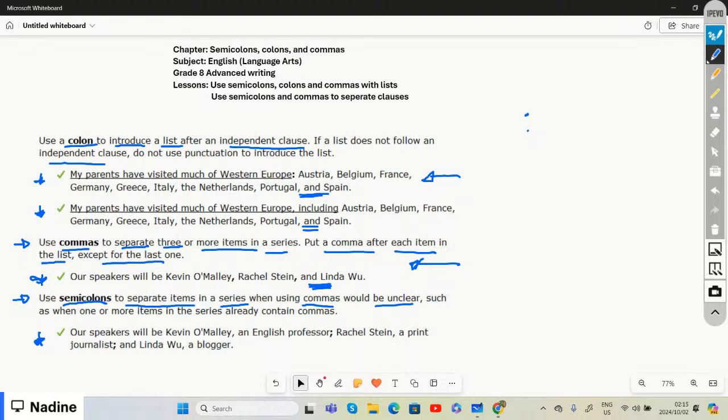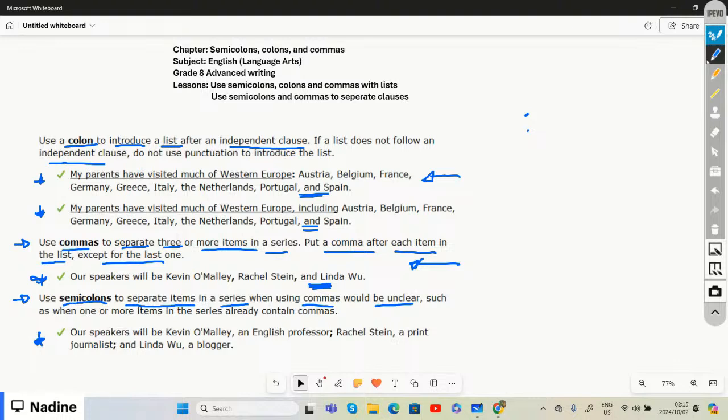But now, if you are saying all the roles or the professions, then we can't say Kevin O'Malley, comma, English professor, comma, because now you need to show that this is one speaker and their profession, and we are showing the break between that one. Because if we just put commas, commas, commas, we're going to think it is Kevin O'Malley, it is an English professor, it is Rachel Stein, it is a print journalist, it is Linda Wu, and it is a blogger. That is what normal commas do.